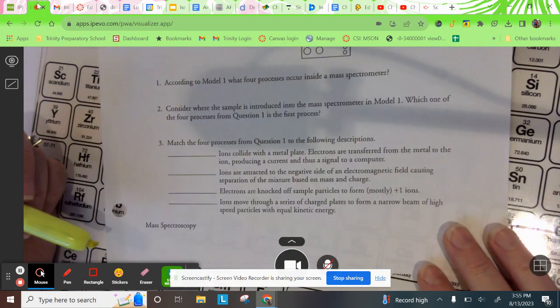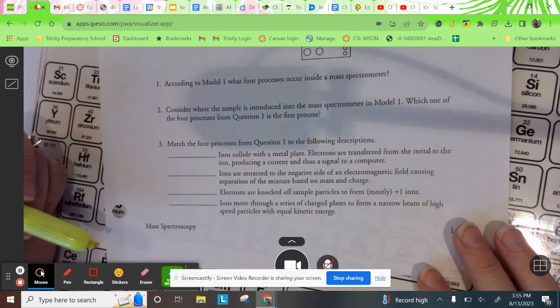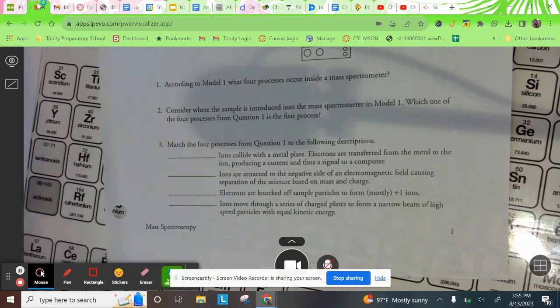Take a look and read through number 3 and see if you can come up with what these are. Pause the video, and then see if you have the same things I put. Okay, let me switch because I have to switch to my pen here. All right, I'm switching my pen.